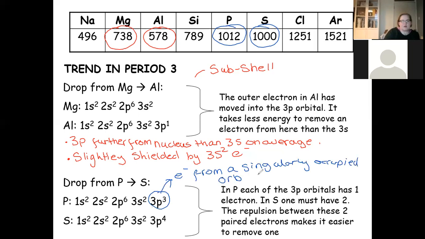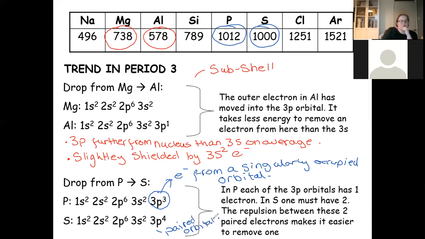And this is going back to that repulsion idea that I spoke about a second ago. So our phosphorus electron is removed from a singly occupied orbital. Our sulfur electron is removed from a doubly occupied orbital. I'm just going to write paired here. It'll be removed from a paired orbital.